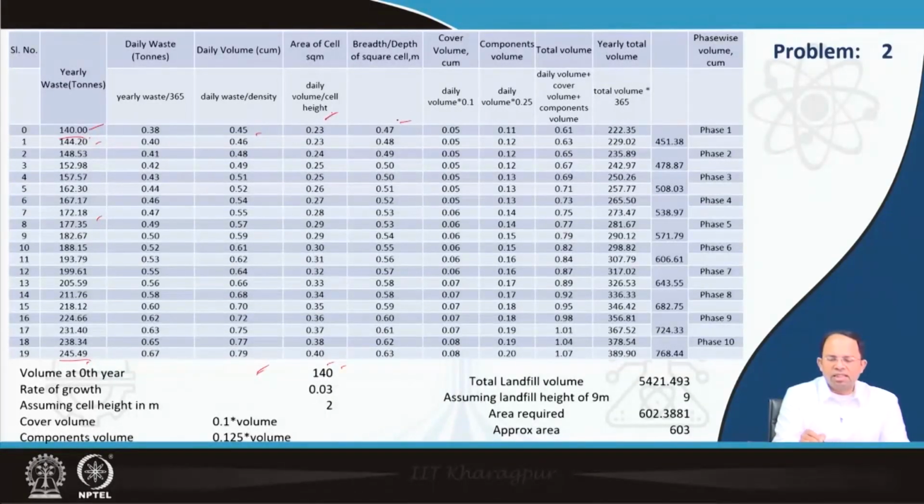This is the area of the cell. This is the length size of the cell. Cover volume would be different. Components volume would be different, liner and all. Total volume that is required is the addition of all this, and yearly volume would also be different. So phase-wise volume we can determine because 2 years makes one phase. So each phase would be of different volumes. So that means at the end of the day, each phase will have different sizes. So that also could be computed in this particular way.